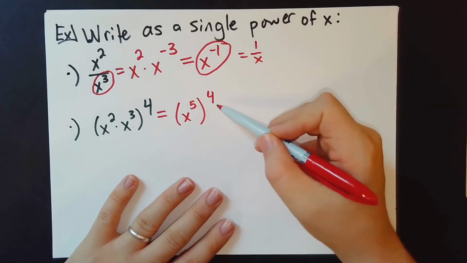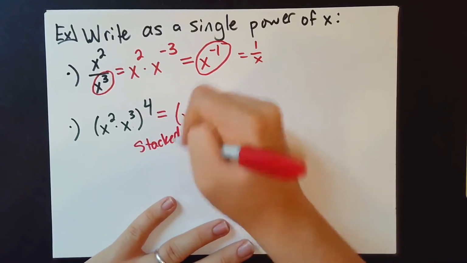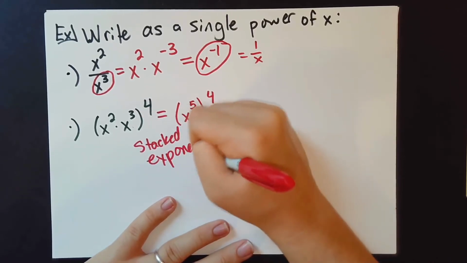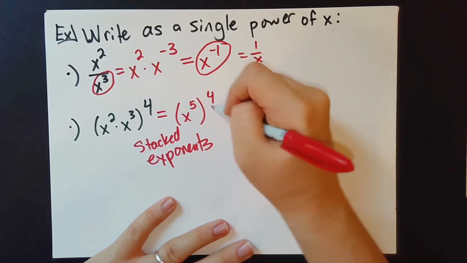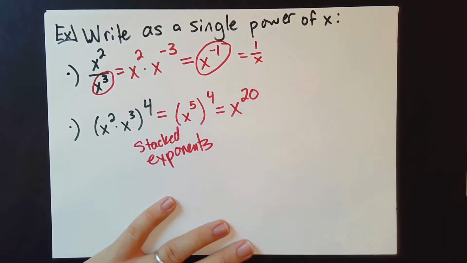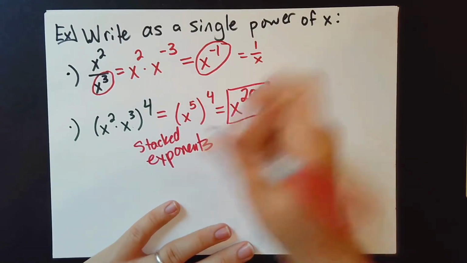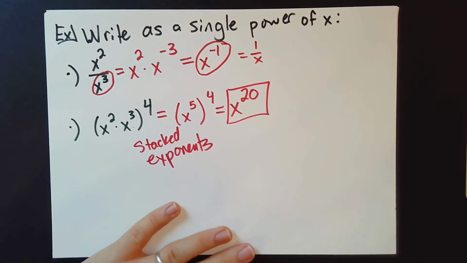But now this is the case that I called stacked exponents in the last video. This is the case where we actually do multiply the powers. So 5 times 4, this now becomes x to the 20th. And so that is this written as a single power of x.